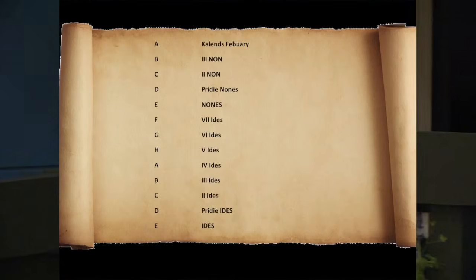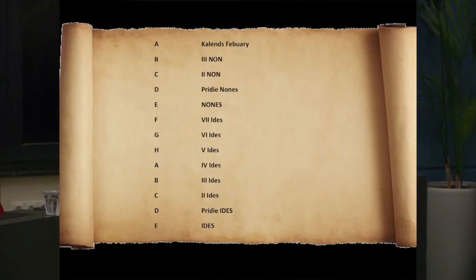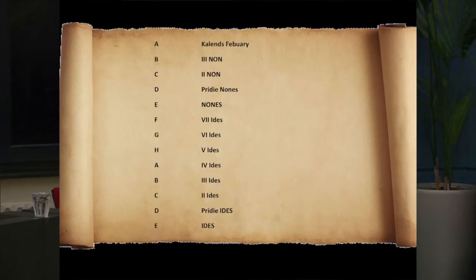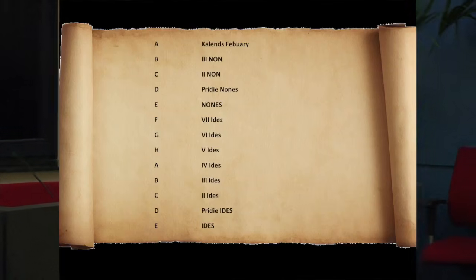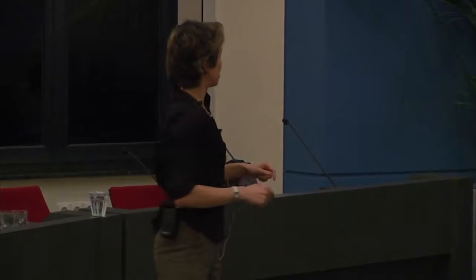One disadvantage of having a calendar like this is, I've already talked about a calendar reform. I talked about how Numa changed the amount of days that there were in the calendar. Well, if you do this and you count like a Roman, this makes things horribly complicated, right?